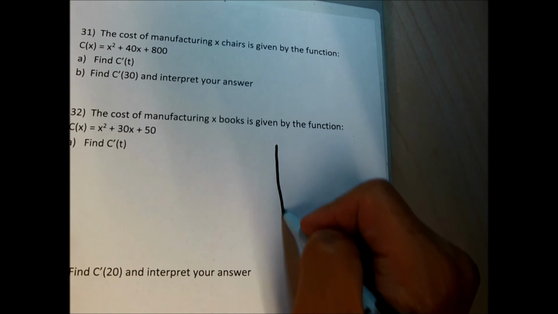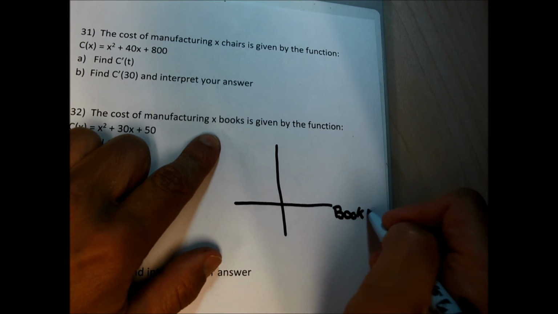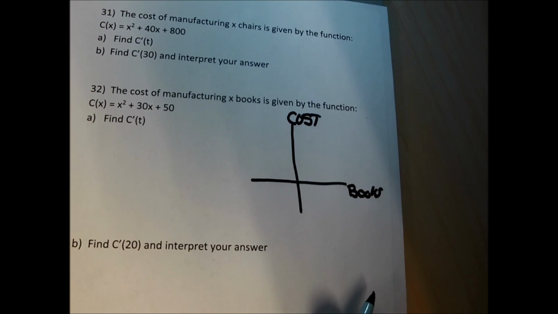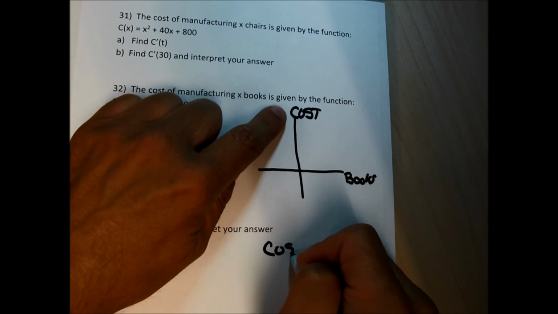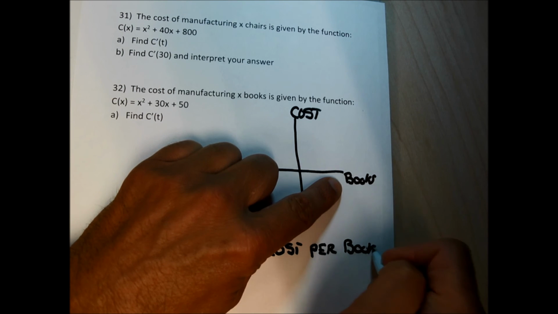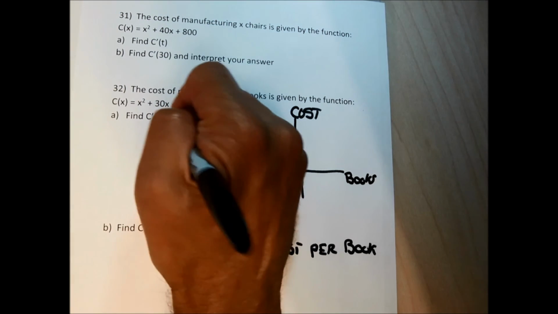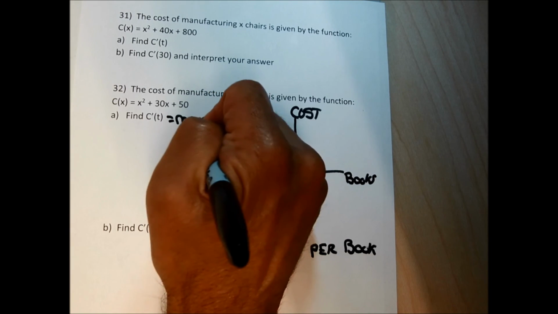And so graphically, the x-axis is the number of books that I produce, and the y-axis is the cost. So the derivative when I do question 20 is going to give me the cost per book. So it's going to be the y-axis, which is the cost, per the x-axis, which is the book. And when I find c prime of 20, it's going to give me the cost of the 21st book. The derivative of a cost function is the marginal cost function. So this c prime is going to be called a marginal cost function.